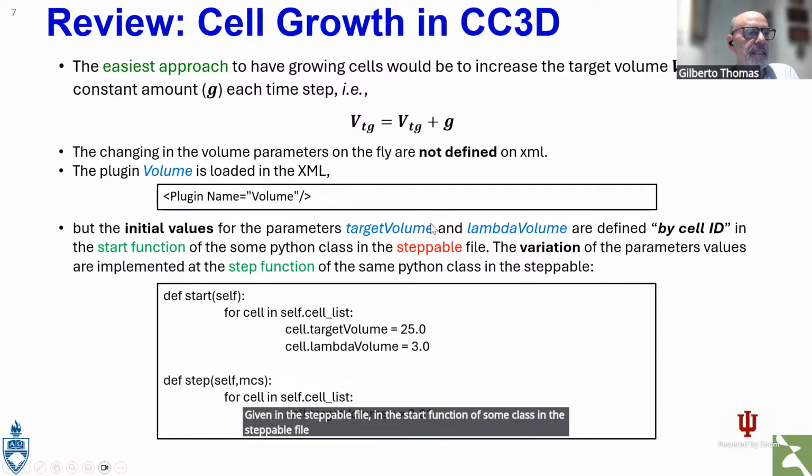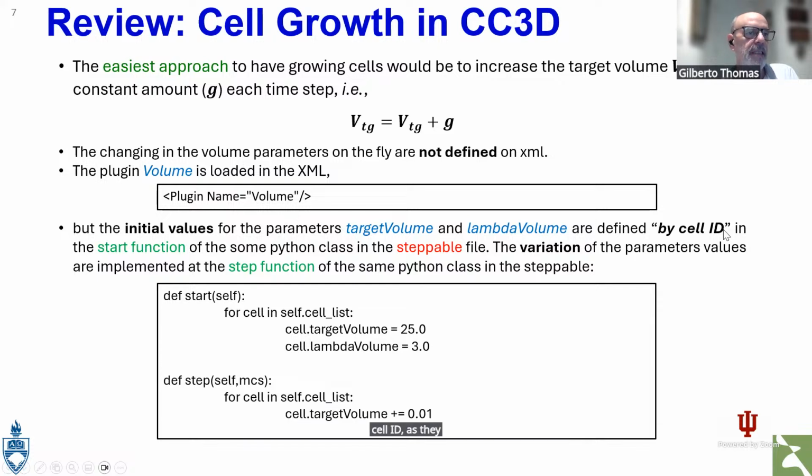The target and the lambda are defined by cell, cell ID, as they say here. Remember, the cell has two main identifications: the ID and the type. We are talking here about cell ID. The type says the cell is mesenchymal, epithelial, whatever, nervous cells. The ID is a number, a unique number that identifies one cell.